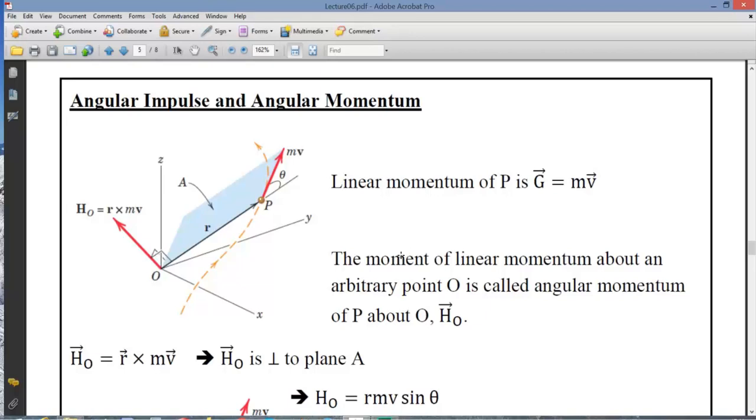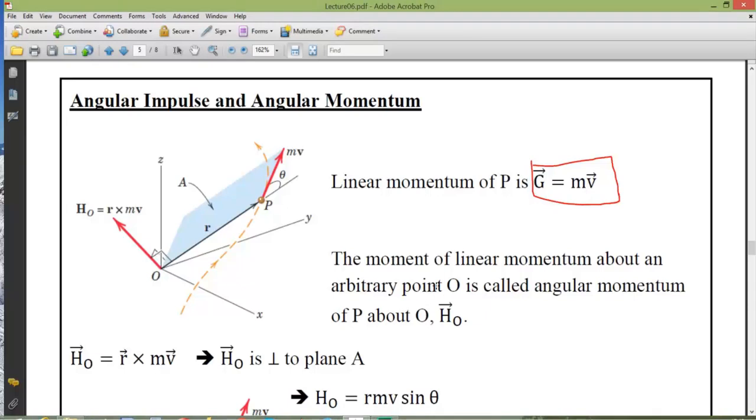it's very important. What we have on this graph is a particle, and the particle has its linear momentum mv, and that's going to be changing throughout the path. And the linear momentum at any point is defined as G equals mv. This is what we know from our previous part of this lecture. Now we're going to define the angular momentum.